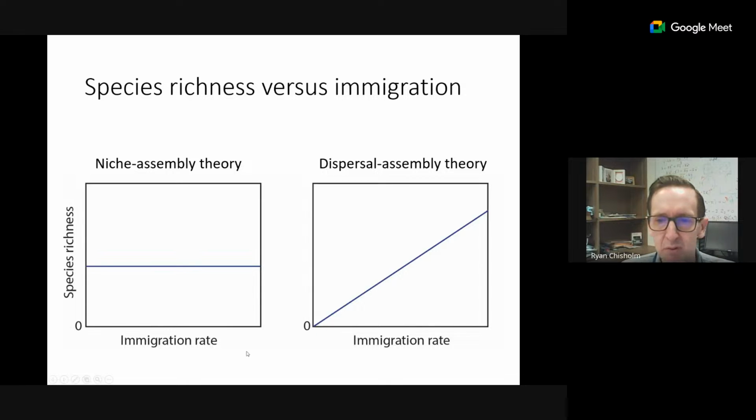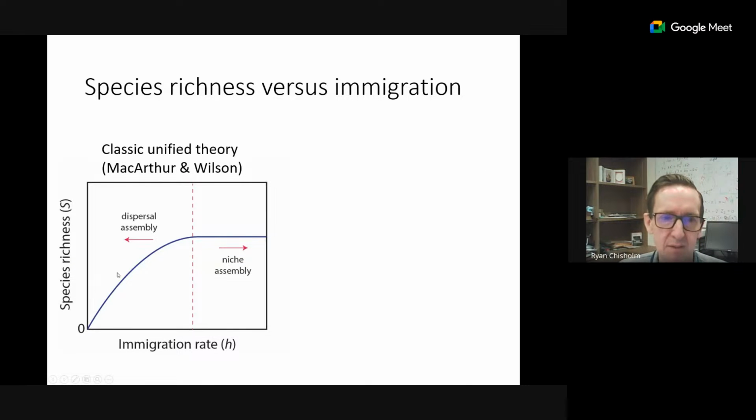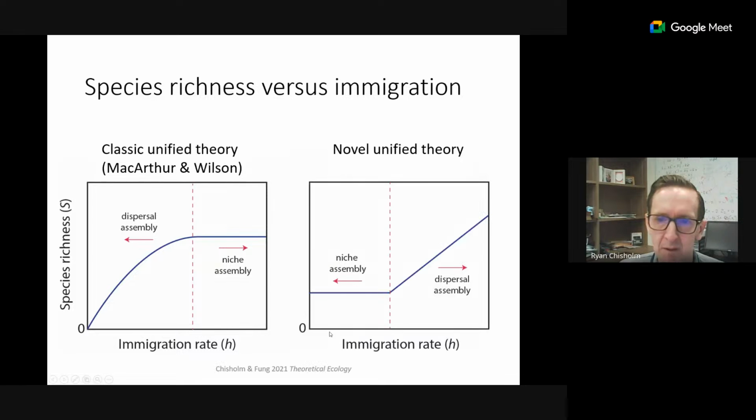We said, well, really what's important is immigration rate. And under pure niche assembly theory, the immigration rate shouldn't have any effect on species richness. Under pure dispersal assembly theory, immigration rate should have a monotonically increasing effect on species richness. MacArthur and Wilson's way of unifying that was to say that dispersal assembly applies only where immigration rates are very low and you can't fill the niches, and for high immigration rates, you have niche assembly.